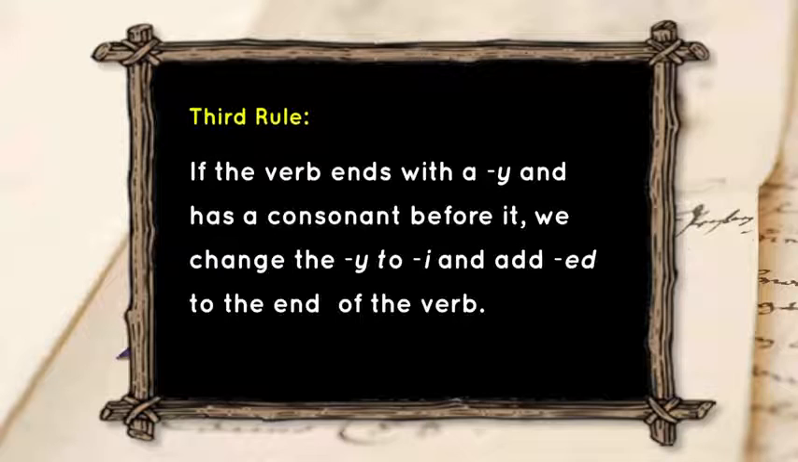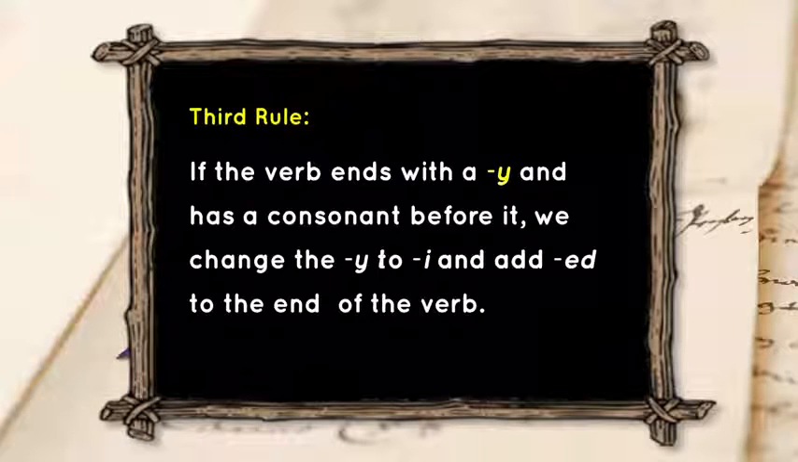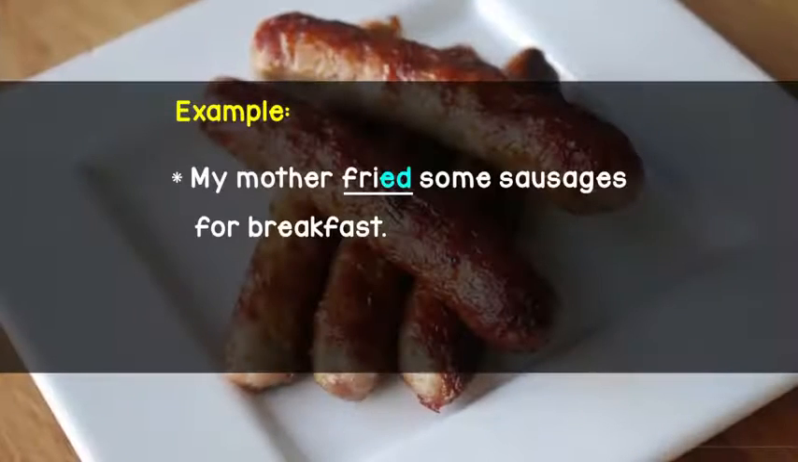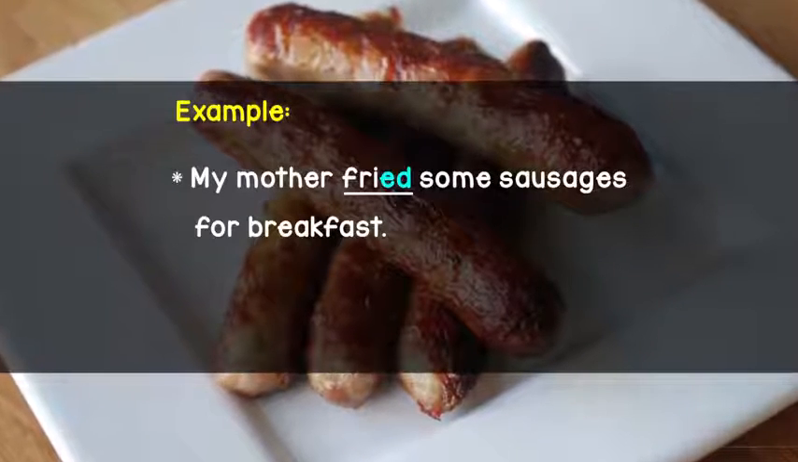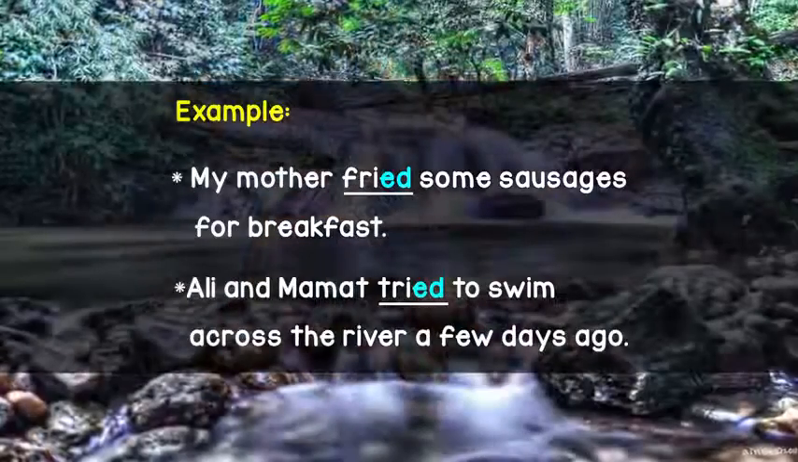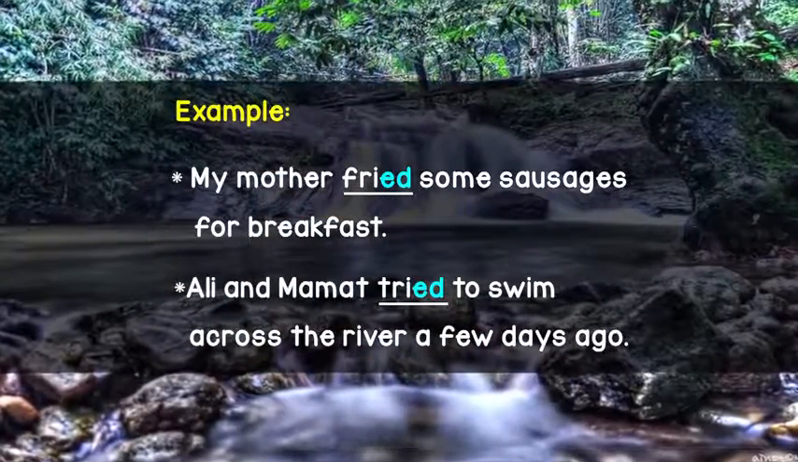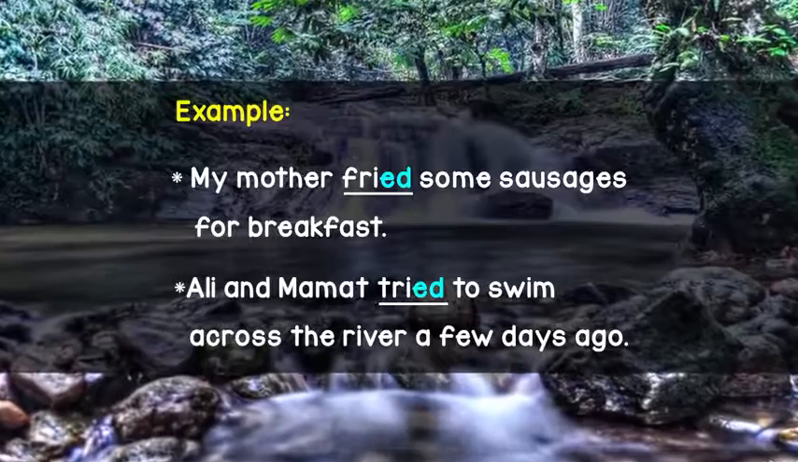Lastly, if the verb ends with a Y and has a consonant before it, we change the Y to I and add ed to the end of the verb. My mother fried some sausages for breakfast. Ali and Mama tried to swim across the river a few days ago.